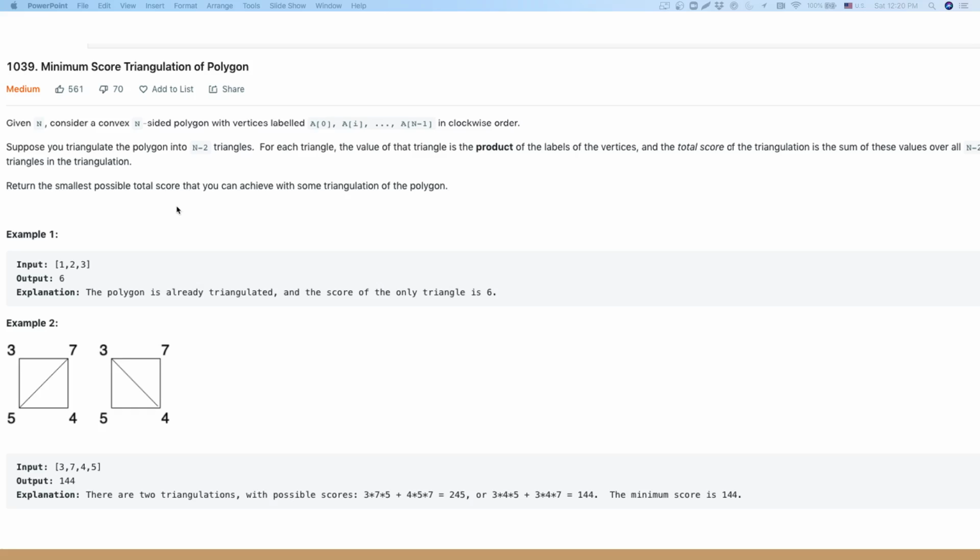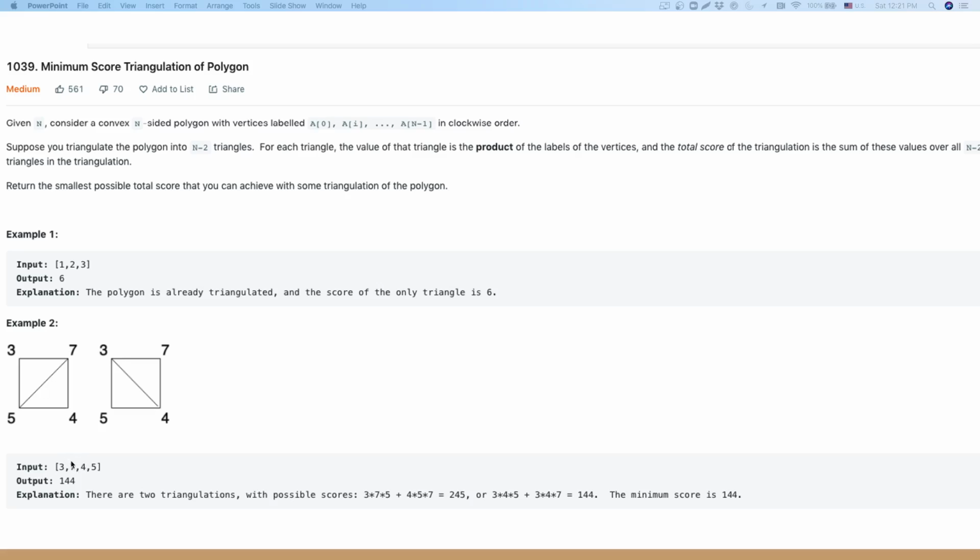If you think about this problem very carefully, I think this problem is almost identical to burst balloon. How is that? The reason is that we're getting the products of the labels of the vertices. So how can we break down the 4 nodes into triangles? We actually can only pick a node. How do we pick a node? We can either pick 7 as the node, or we can pick 4 as the node. Is that correct?